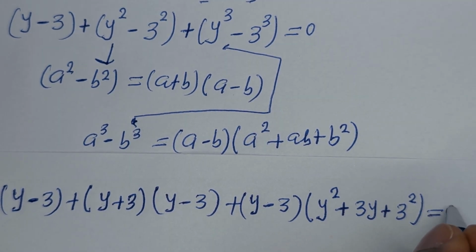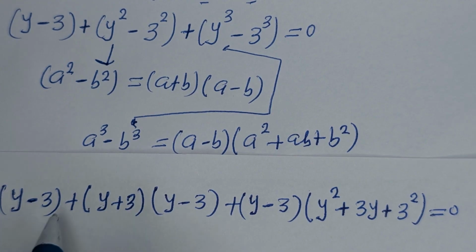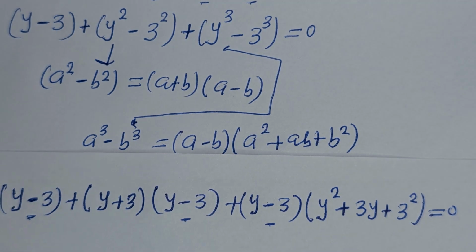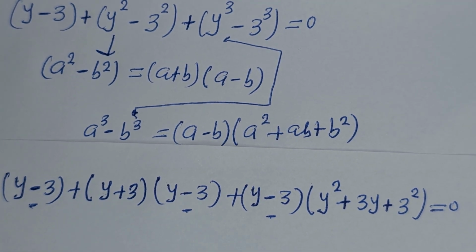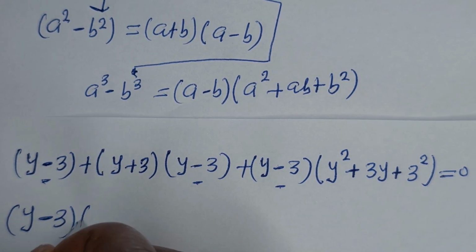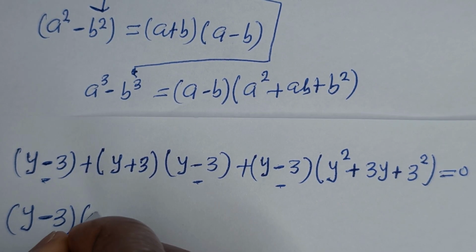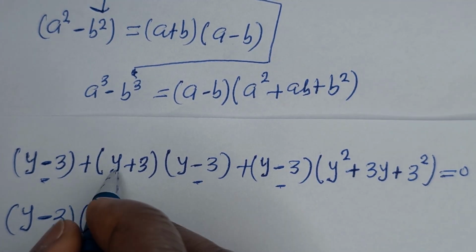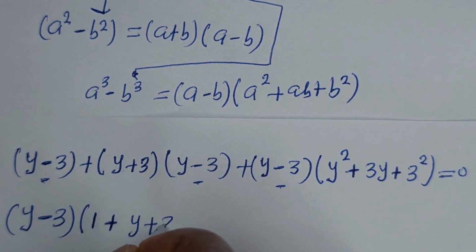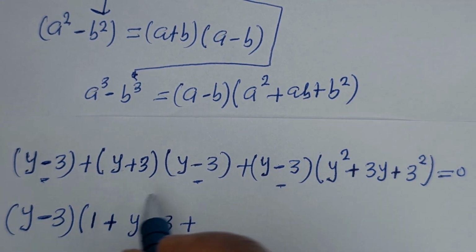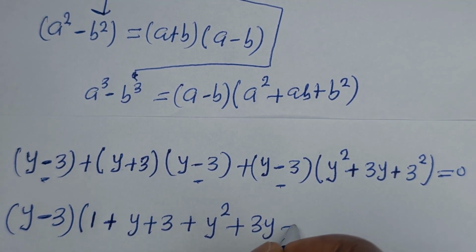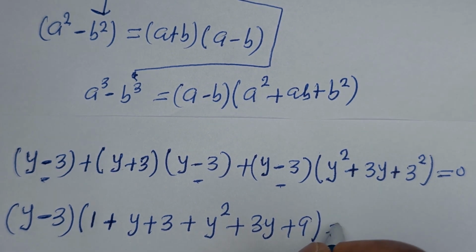then equal to 0. And from here, if you see, y minus 3 is common here, y minus 3 is common here, y minus 3 is common here. Let's bring it out. We have y minus 3 bracket. If you divide this by this, we have 1 plus, if you divide this by this, we have y plus 3 plus, if you divide the whole of this by this, we have y square plus 3y plus 3 square, that is 9, is equal to 0.